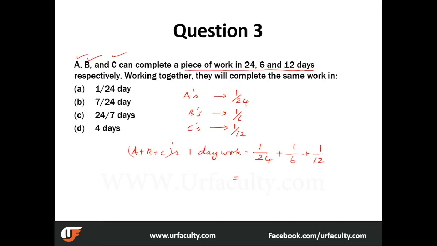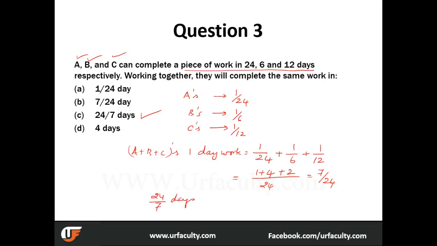Right? And what is that? What can be common here? 24 can be common here, right? So this is 1, 6, 4, so 24, 12 2s are 24. So what do you get? You get 7 by 24. So they can complete 7 by 24 work in a day. So how many days will they take? They will take 24 by 7 days, right? So they take 24 by 7 days.